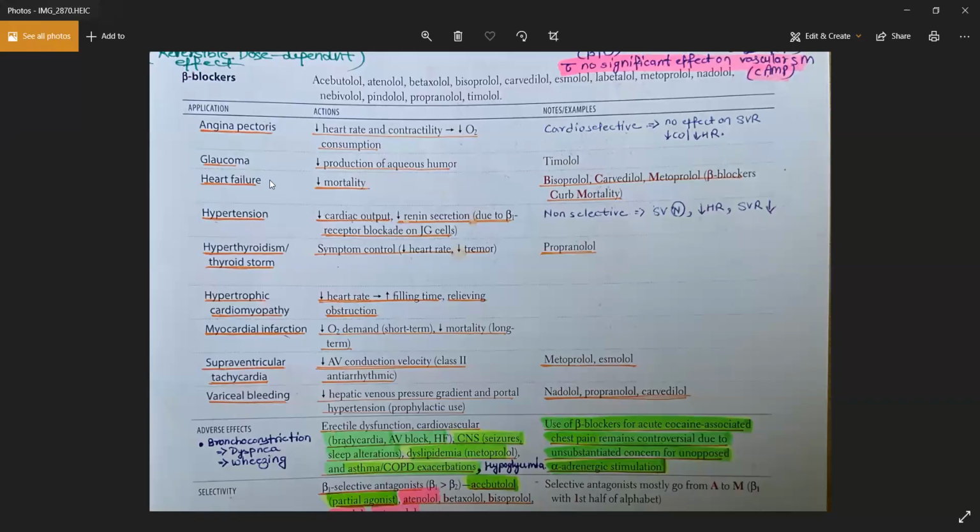Then for heart failure, they will reduce the mortality. Why? Because they inhibit the RAS system. Most importantly, they will inhibit the RAS, and RAS is responsible for the cardiac remodeling in case of heart failure. So in order to prevent this condition, you need to give those agents which can inhibit the RAS, like the beta blocker, like metoprolol.